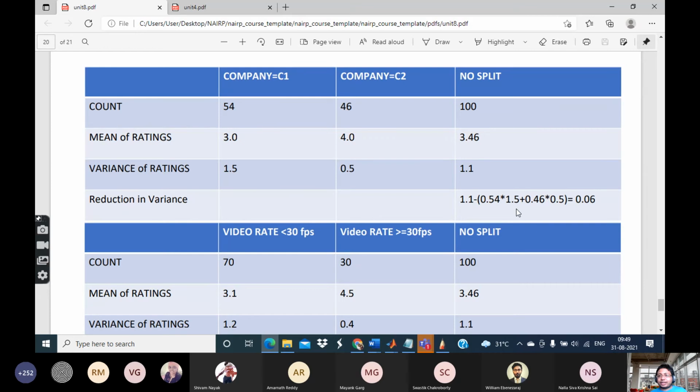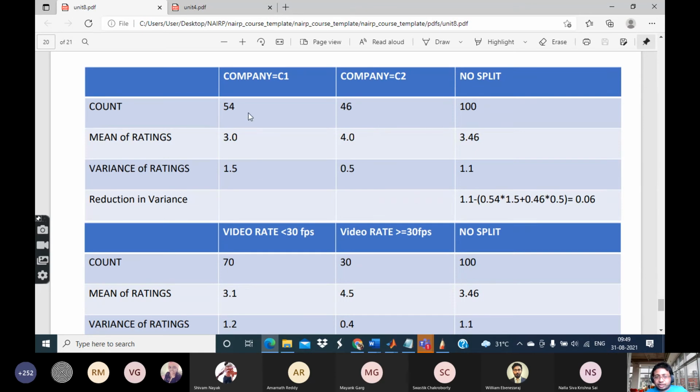In the same way as I calculated the information gain. So my initial variance without splitting was 1.1. So 1.1 minus the weighted variance after splitting. It turns out that if we look at company C1, the variance is 1.5, which is higher than the original. But if you look at company C2, then the variance is 0.5, which is lower than the original. And we have to keep in mind the relative sizes of the two subsets.